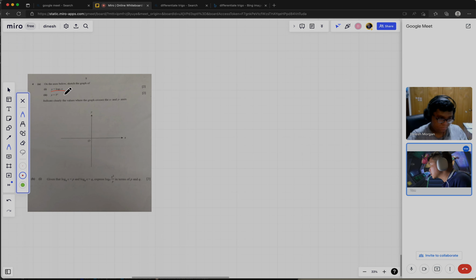So you are asked to sketch this y equals log 5 x, right? Okay, and then you are asked to sketch y equals 5x. I know some of the teachers ask students to memorize the basic curve, but for me, I just don't bother with that. I just give myself a table.